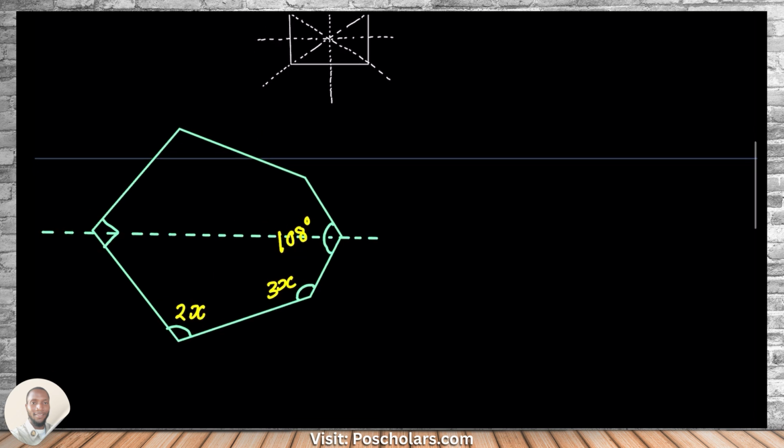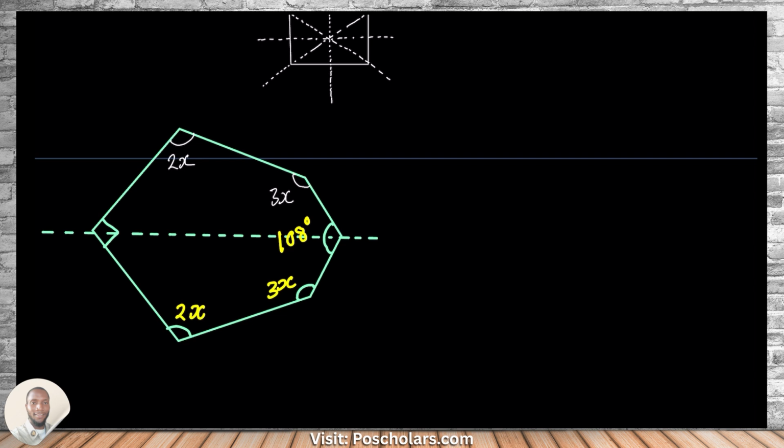Since we know that line of symmetry bisects a shape into two equal parts, this part must be equal to this part. It simply means that if this angle is 2x, this angle also would be 2x. So I will just write it 2x. And if this angle is 3x, then this angle also would be 3x, right?